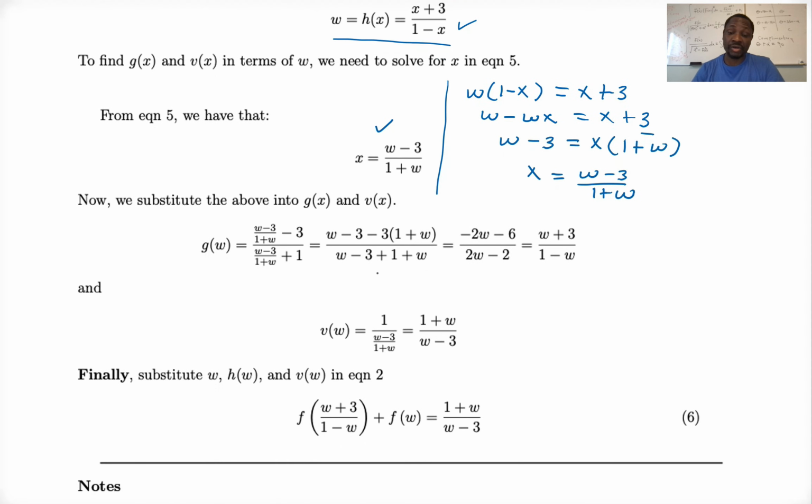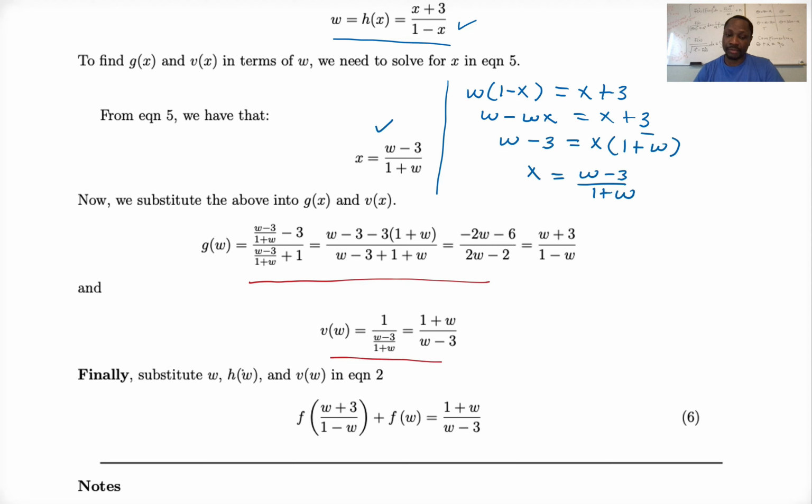So having gotten x in terms of w for our new substitution, we now find g of x, because remember h of x is w. We now find g of x in terms of w, which was done here, and then we find v of x in terms of w again, and then we substitute.